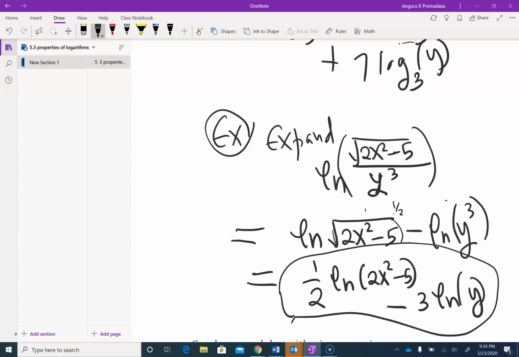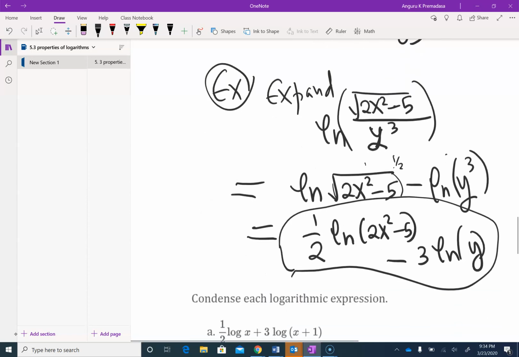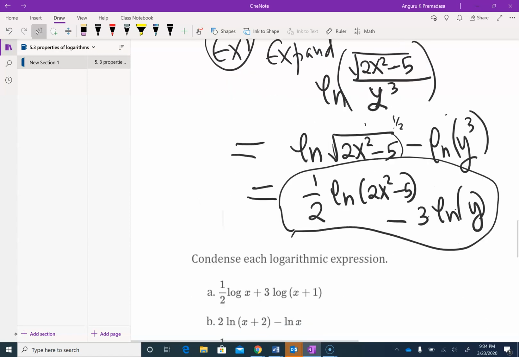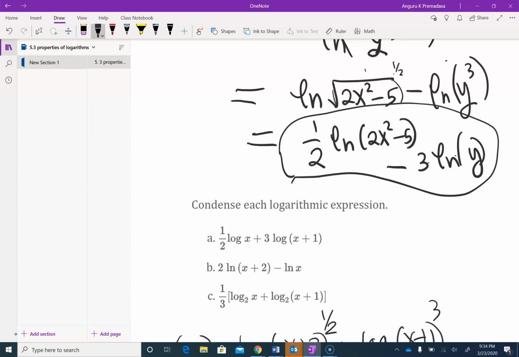So you can bring the power forward and write it as 1/2 natural log of 2x squared minus 5 minus 3 times the natural log of y. But you can't go beyond that because remember there is no rule to expand something like that, right? When we have a sum or a difference inside the log. So we have to stop there.